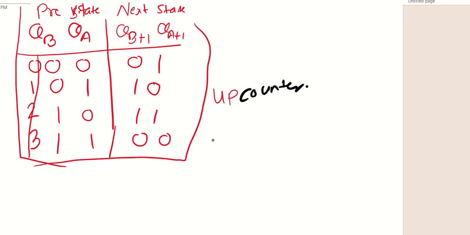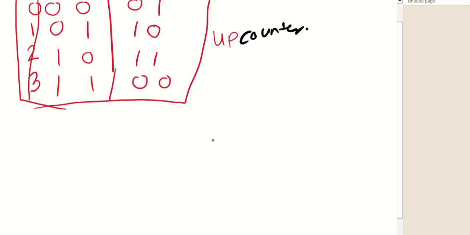Now how does it work? We will see with the timing diagram. As this is negative edge triggered, I will draw here how the bits change. I will write here QB, QA, 0, 0. I will draw the clock cycle.